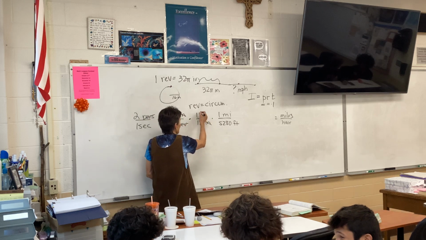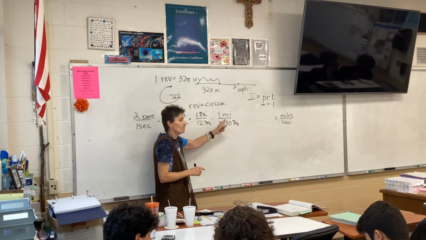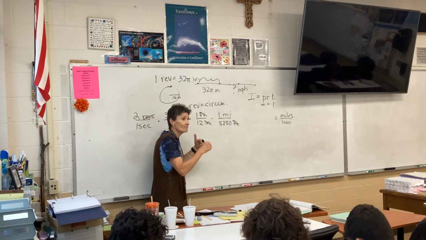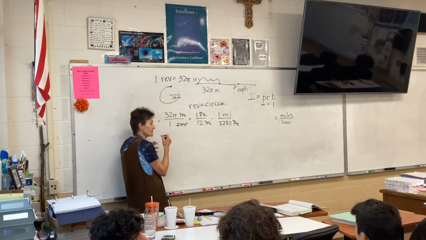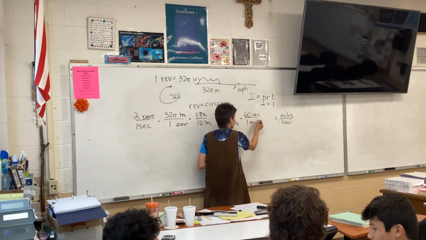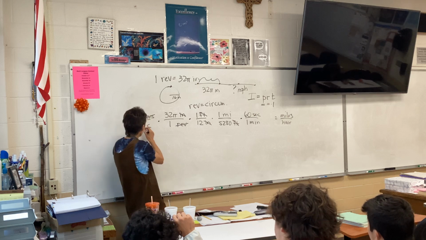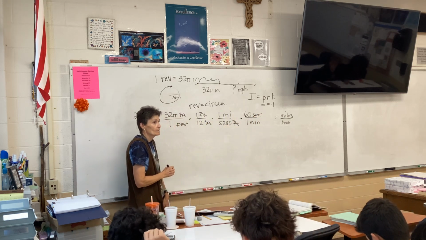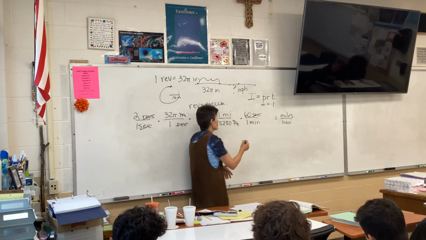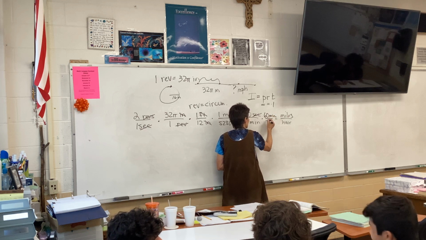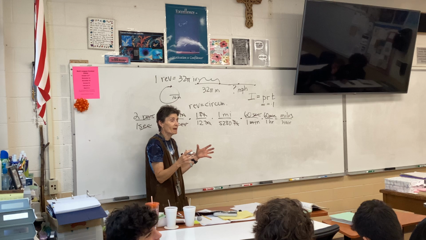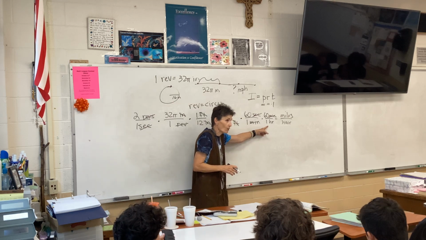Now, again, I set it up in that order because I need my feet to cancel and I need to end up with miles on top. Right? So what do I have now? I have miles per second. Okay, that's not what I want. So what do I know about seconds? Well, I know there are 60 seconds in 1 minute. And now that will cancel with that. So what do I have now? I have miles per minute. Don't want that. So I know there are 60 minutes in 1 hour. These will cancel, and what units am I left with? Miles per hour, which is exactly what I wanted.